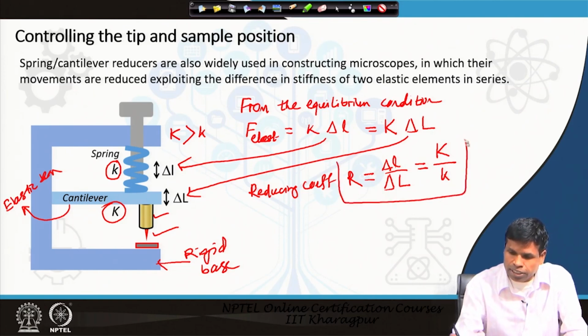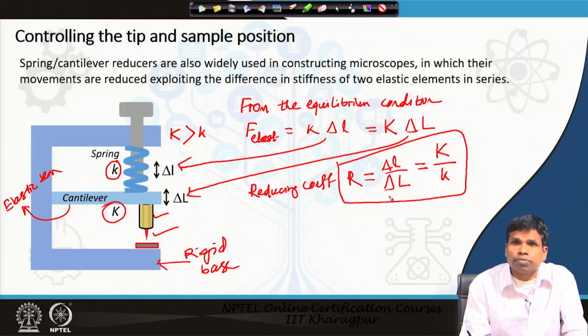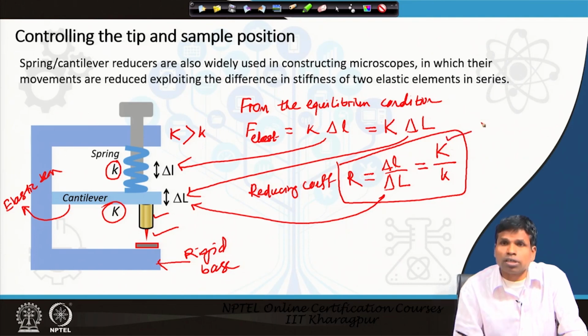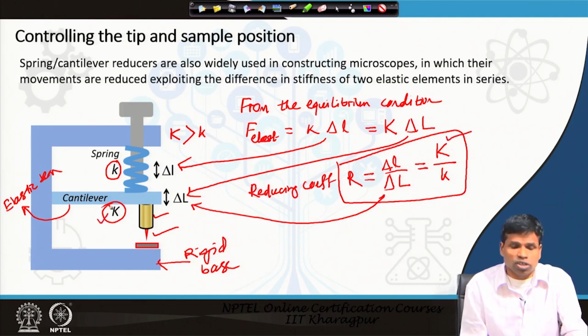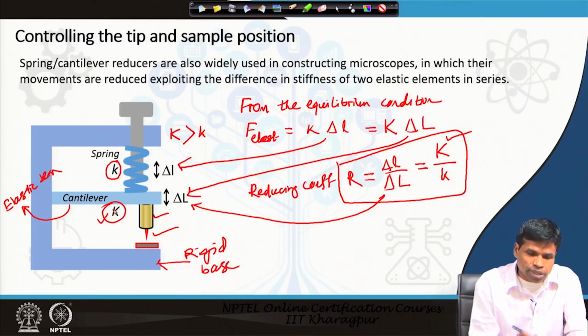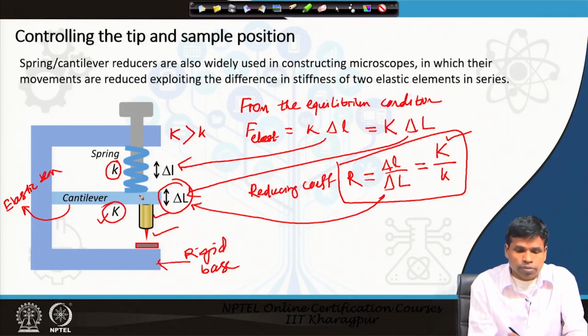So, here as you see, if we want to reduce del L, the movement of the cantilever to which our scanner and tip are connected, we have to have a larger capital K value, or larger spring constant of the cantilever. By choosing the right kind of elastic constant, we are able to control the position of the tip and sample by precisely moving the cantilever to which the piezoelectric scanner and tip are attached. So, this is one of the important ways to control the tip sample position in scanning tunneling microscopy.